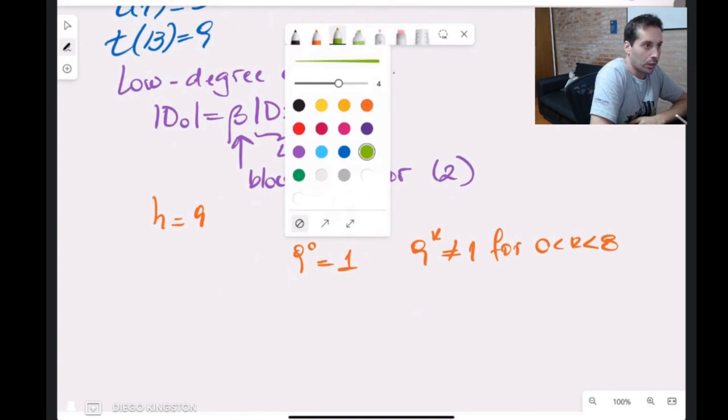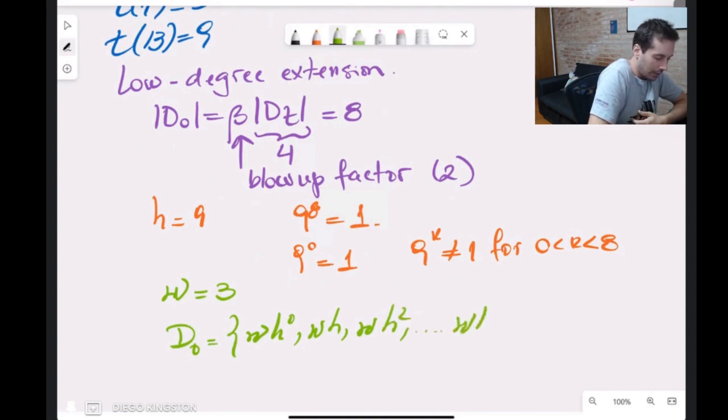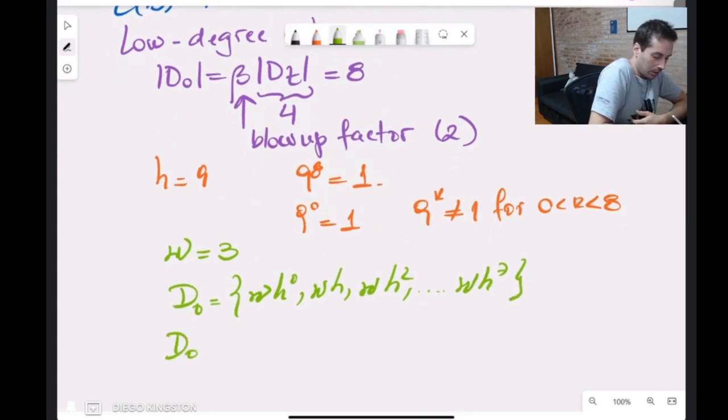So what we do is shift these elements by taking an element from the coset, and 3 is an element that does not belong to the powers of 9. So our domain will be of the form w times h to the 0, w times h, w times h squared, and so on until w times h to the 7. If we look at these values, this is simply the set 3, 10, 5, 11, 14, 7, 12, and 6.